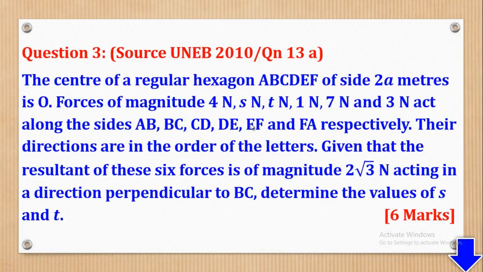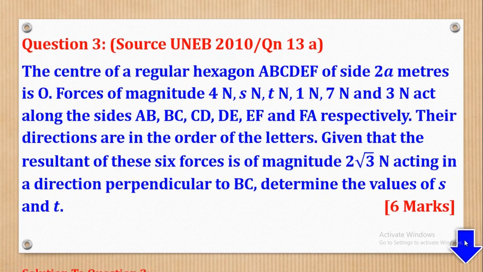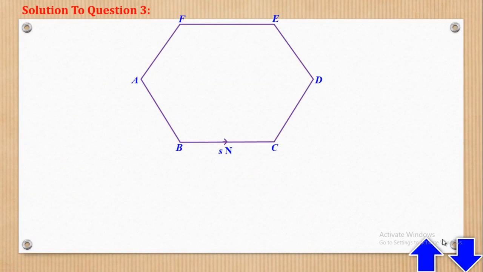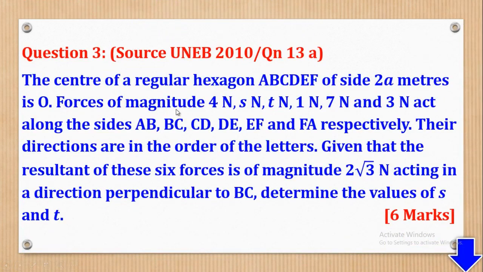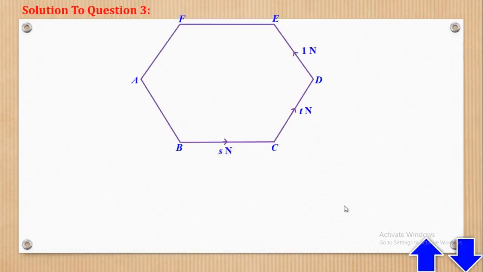if you look at the question, they told us that the magnitude is acting in the direction perpendicular to BC, so that means that BC will be horizontal and this magnitude will now be the vertical. So from there we shall now put the forces. So the forces are 4 Newton forces for AB, S is for BC, T is for CD, 1 is for DE, 7 is for EF, and 3 is for FA. So let's put all those forces there.